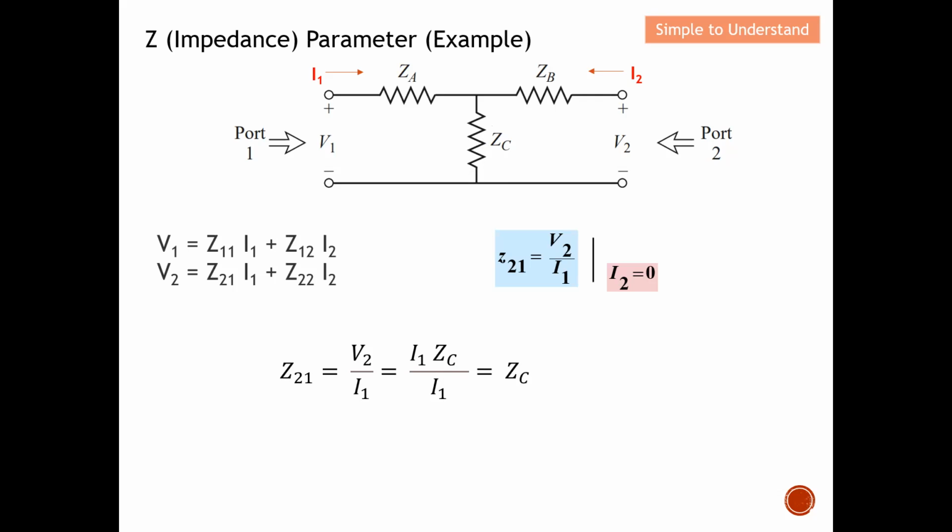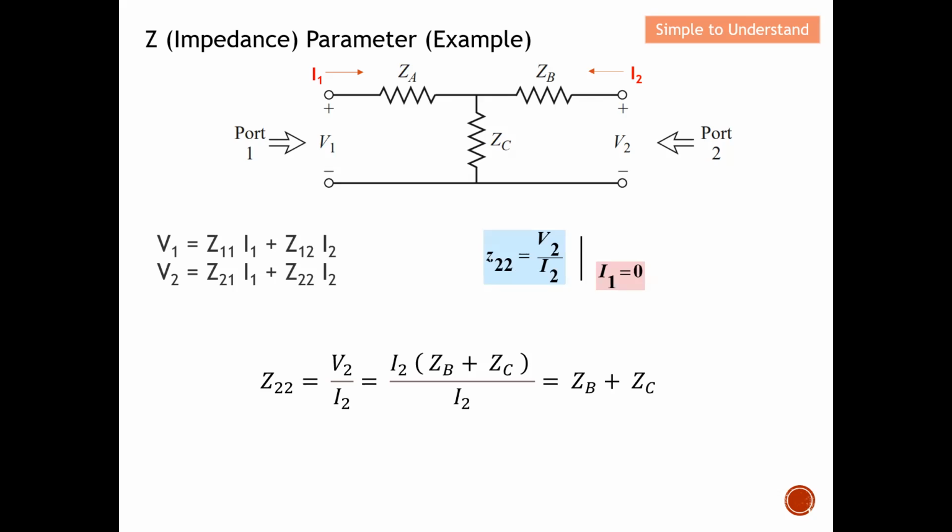Last but not least, let's find this Z22 here. This Z22 is governed by V2 over I2, with the current I1 equal to 0, which means I don't have a current I1. I only have a current I2 flowing through ZB and ZC, and they are all connected in series. So V2 is equal to I2 multiplied by ZB plus ZC. Again, I can cancel away my I2, and I get my Z22 equal to ZB plus ZC. So this is how we can easily find the Z parameters.